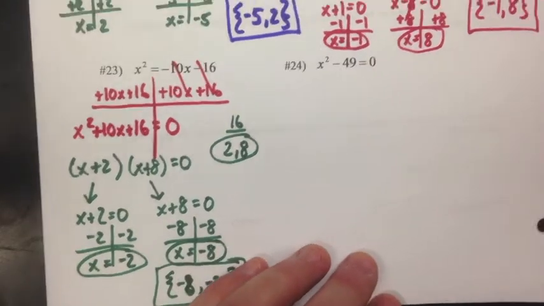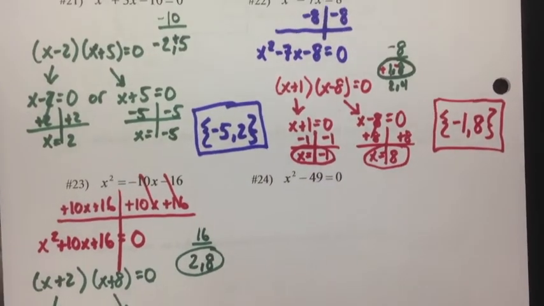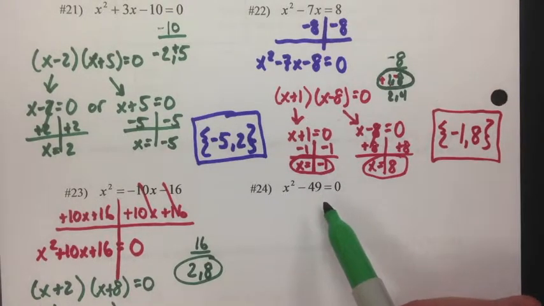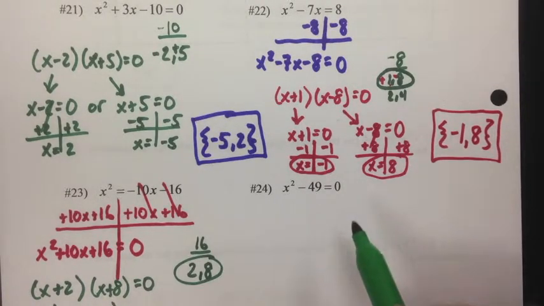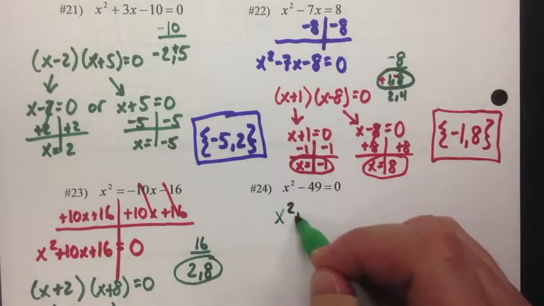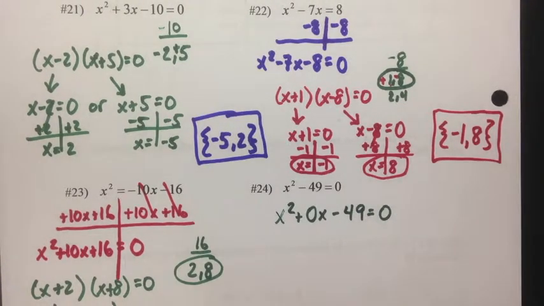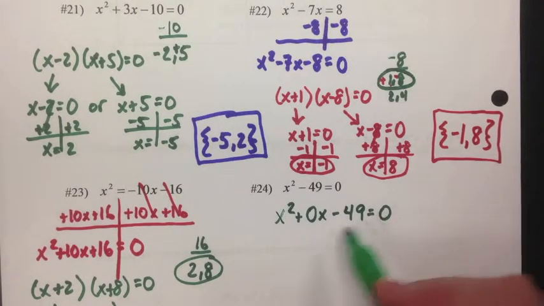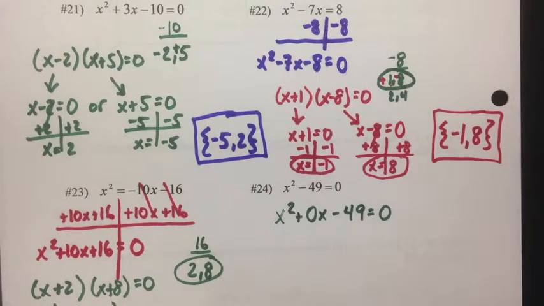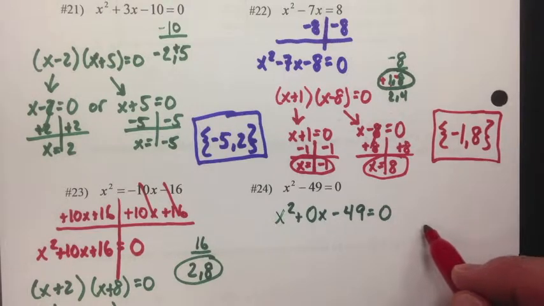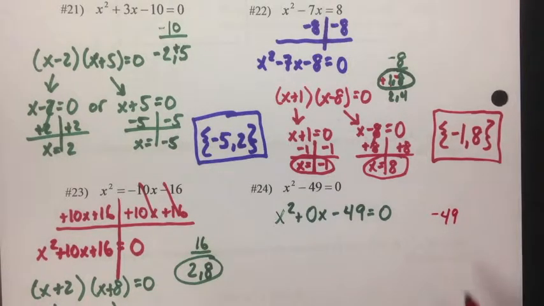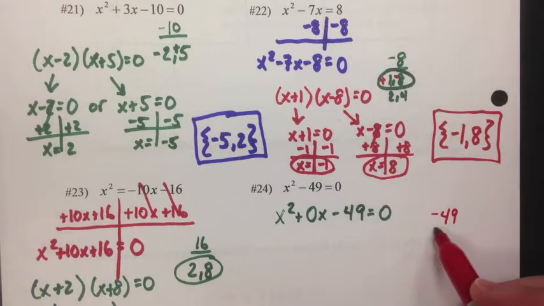All right, we got one more problem here. Last one is number 24. X squared minus 49 is equal to 0. You look at this and you say, uh-oh, we're missing something. And what we're missing is the middle term. There's nothing there. So what I can do here, I'll put a 0. I'll make that 0x. So when you solve this, this is a trinomial, right, with 0 as one of your terms. We're going to factor. Negative 49 is our product.